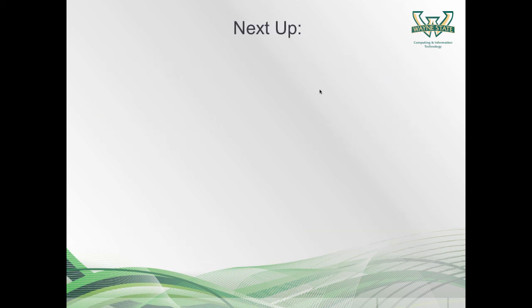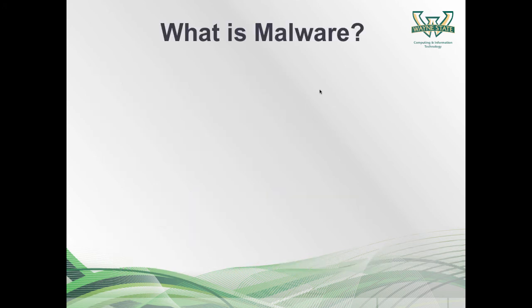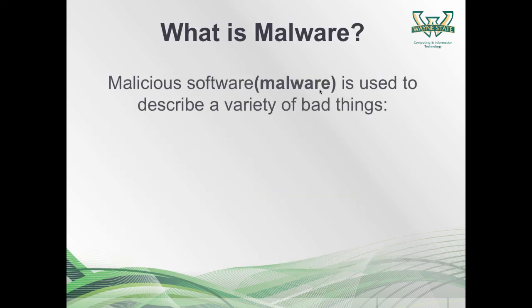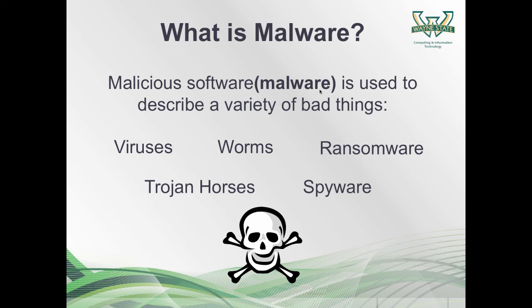All right, now it's time to talk about our fifth topic, how to combat malicious software. So, what exactly is malicious software? Well, in short, malware describes any kind of software that does unwanted or unauthorized things. Put another way, malware is used by attackers to take control of your computer and your data. It's an umbrella term that includes things like viruses, Trojan horses, worms, spyware, and ransomware. We need to keep all of these kinds of malware off your computer.